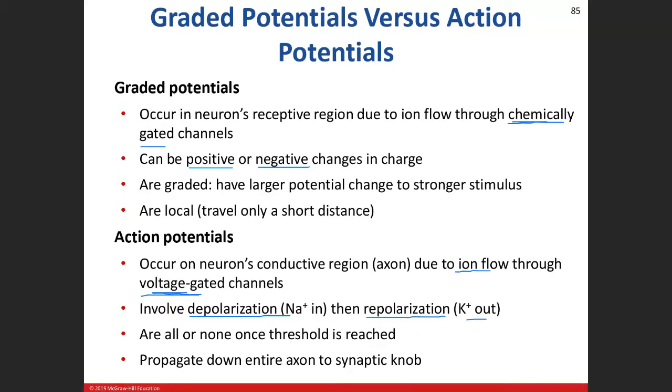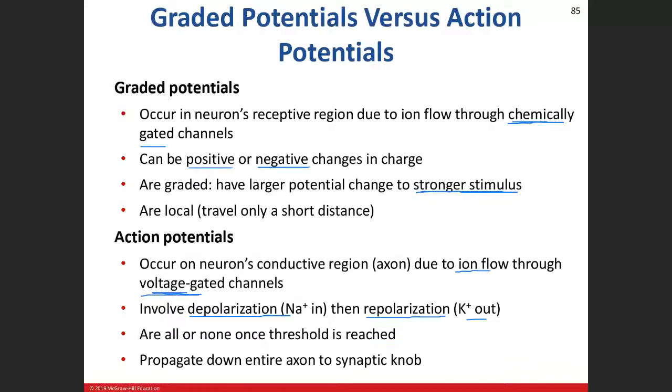Graded potentials are just that. They're graded. So we can change the actual potential change, for example, going from that -70 resting membrane potential to a -72. That's kind of a small change, versus going from a -70 resting membrane potential to a -80. But to do that, we just have to have a stronger stimulus. How do we get a stronger stimulus? More neurotransmitter, opening of more chemically gated ion channels, getting more ions moving across the plasma membrane.